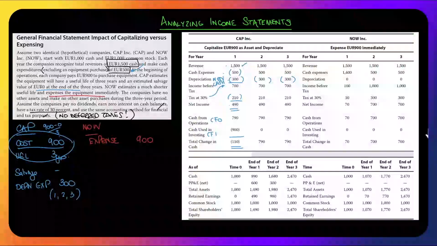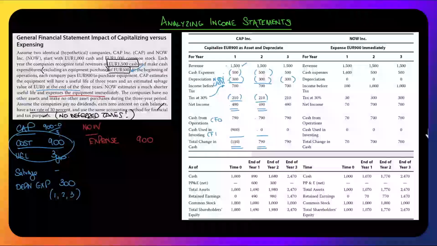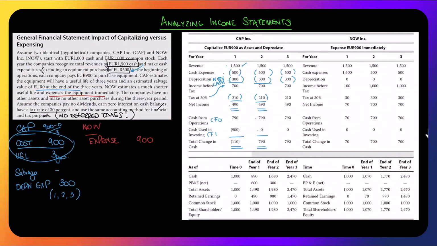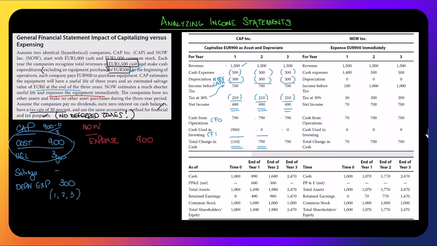Into year 2. Same revenue, same cash expenses, same depreciation. Income is 700, same tax, net income 490. Cash flow statement, we still have the CFO of 790. No outflow in CFI. Didn't buy any more assets, so this time plus 790, and year 3 will look remarkably similar. Same revenue and cash expenses, depreciation, same tax, and identical to year 2. No asset purchases, so 790, change in cash.